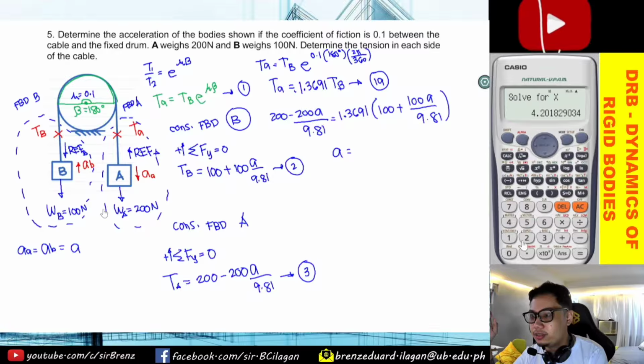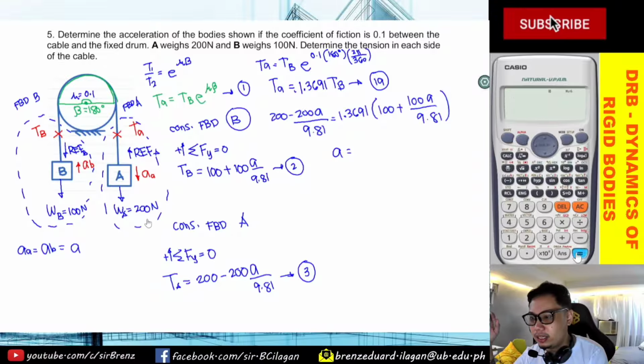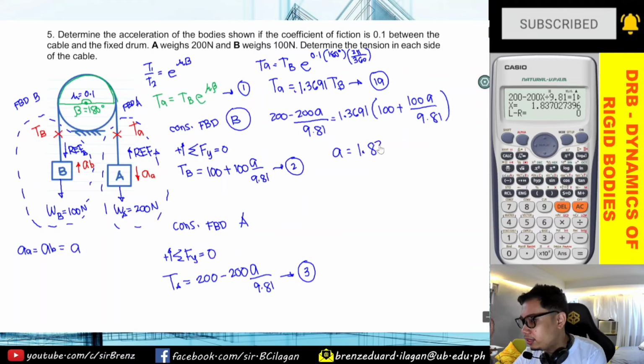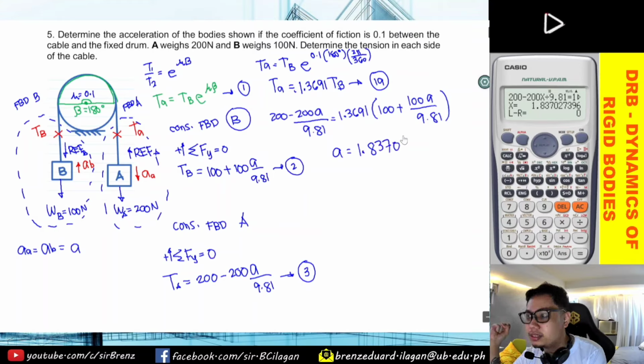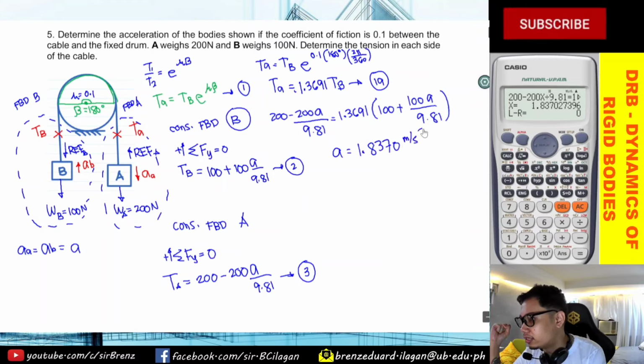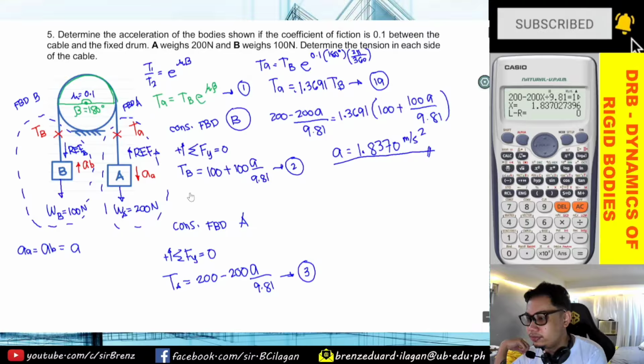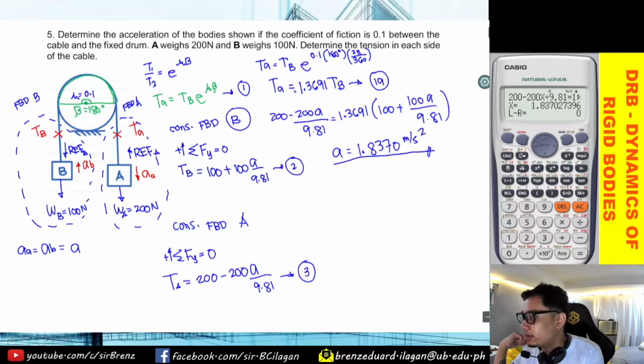So shift solve, maglagay ka lang ng value. Sige, yan na lang ulit. So the acceleration is 1.8370. So this is in SI, meter per second squared. So we have now the value for the acceleration. So we can now solve for the tension A and tension B. So yung acceleration, substitute mo lang dito sa equation 2 and equation 3 para makuha yung sagot.